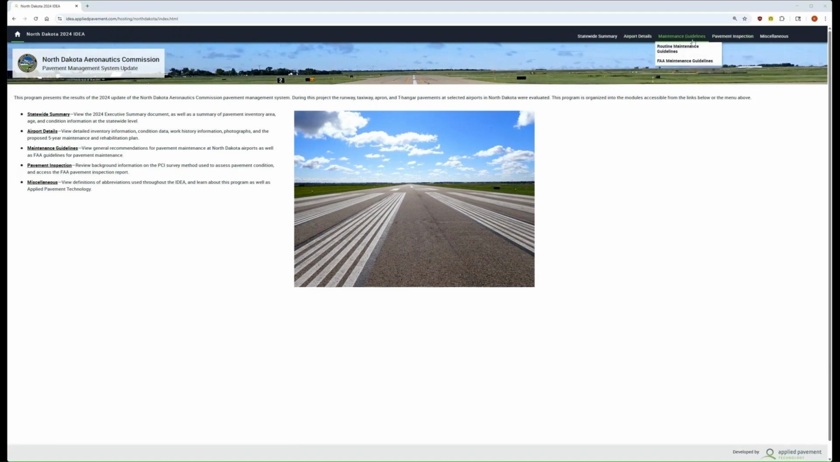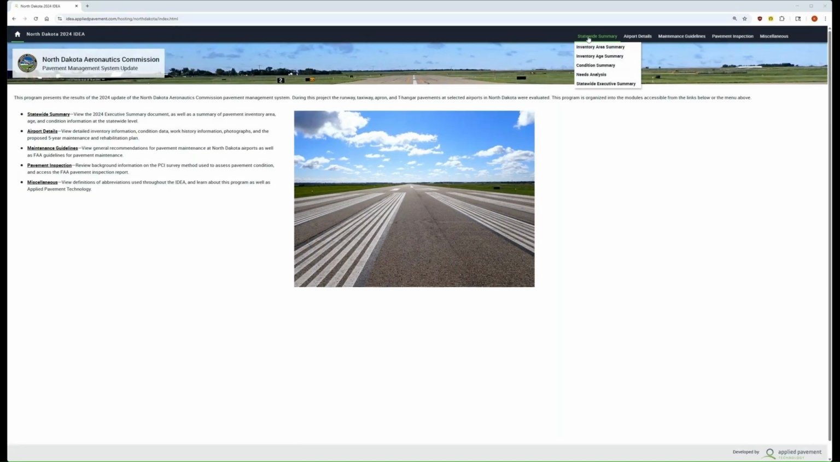There are a couple other modules that provide guidance and overview information: maintenance guidelines for maintenance activities on pavements that could be deployed, what it's meant to perform some of these routine maintenance type activities, as well as some of the FAA maintenance guidelines. And then there is a module that covers the actual visual inspection process and procedures, giving details about the types of pavement distress that might be observed, how they are rated, categorized, and incorporated in the visual inspections that were performed. Finally, there's a miscellaneous tab that provides definitions of acronyms and various things used throughout the interactive tool.